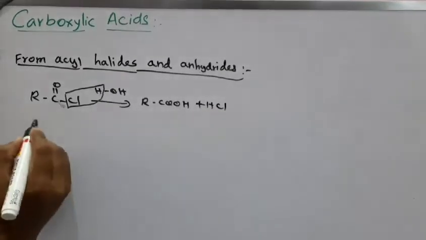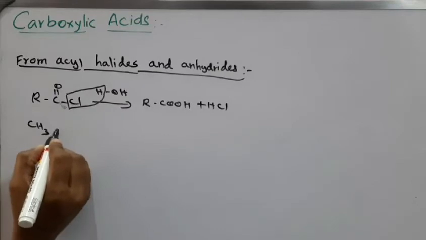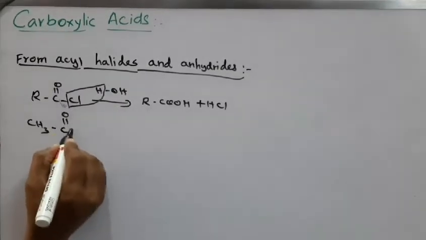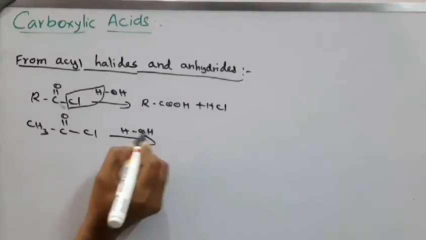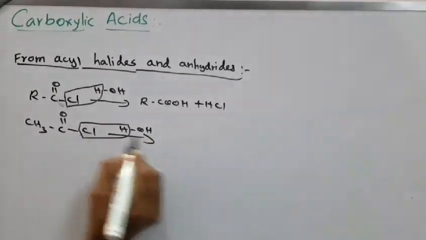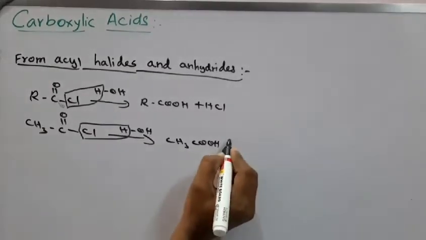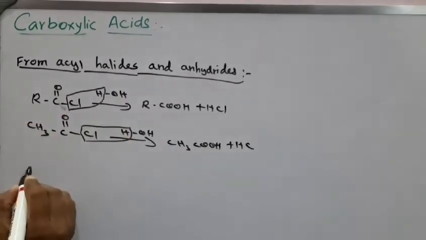Okay, another one for the alkyl group: we have to take CH3, C double bond O, Cl, with HOH. Here the HCl is removed, and you get CH3COOH, ethanoic acid, plus HCl. Suppose this is for an aliphatic acid.